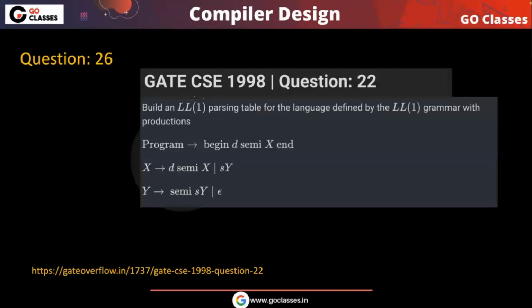Now let's just go to this. This question has been asked in 1998. What they are saying? Build an LL1 parsing table for the language defined by LL1 grammar with the production. So you need to write the parsing table. So this is some non-terminal program, which is basically giving you these things. Can you write the parsing table? So this program and begin will be having this. This will go to D, this will go to S, this will go to semi, this will go to follow of Y. Follow of Y will be same as follow of X, which is end, right? And this will go to end. So that was the only tricky part. This will go to end. Easy question, right? Okay.